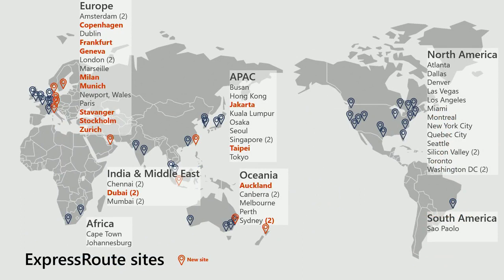Now, this is a map of ExpressRoute sites. We are pretty much everywhere, as you can see. We are in 6 continents and 24 countries, and we've been expanding very aggressively. The red ones are fairly new. One thing you will notice is that we actually have a commitment: every time you hear us announce a new Azure region, you can count on us having an ExpressRoute site in that country.